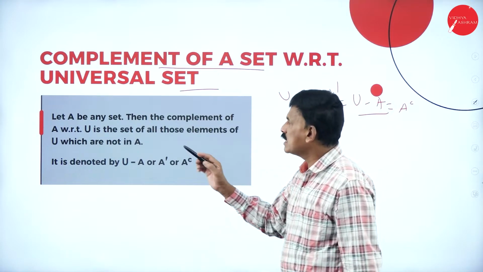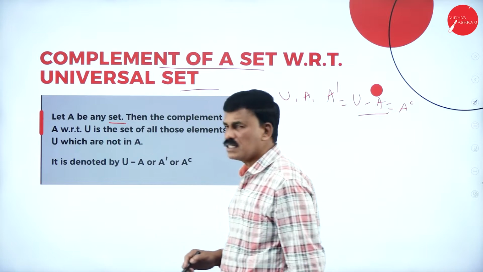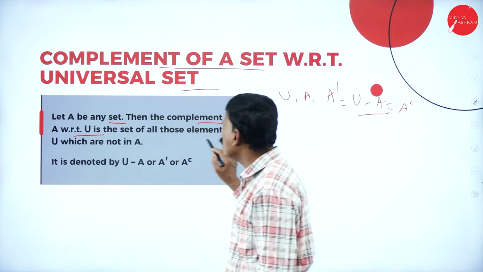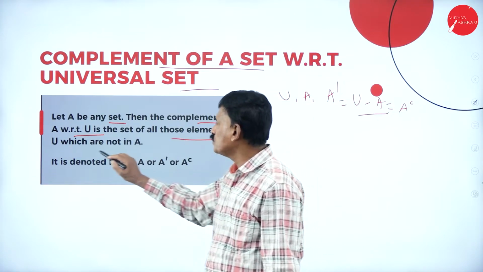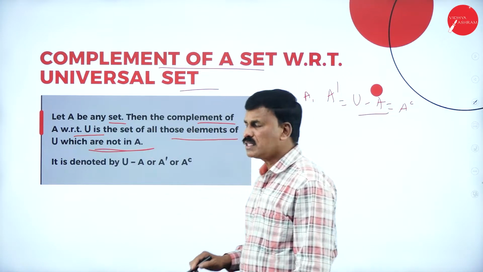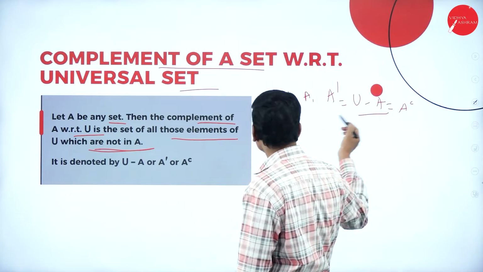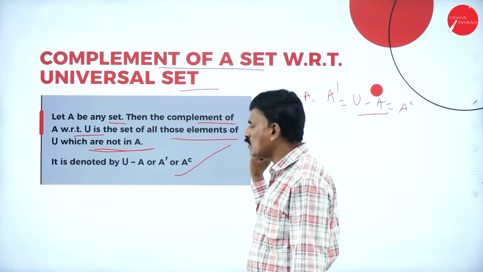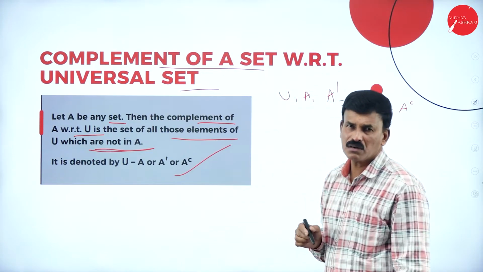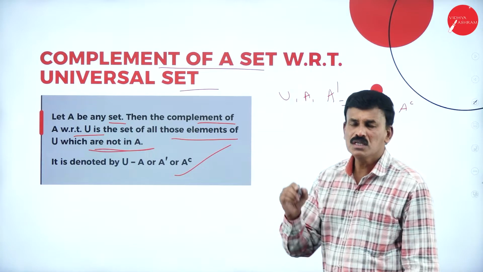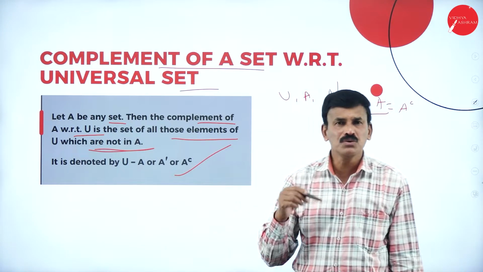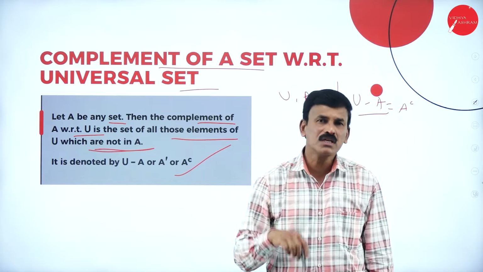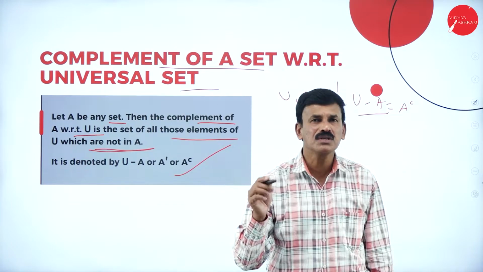Now, let A be any set. Then the complement of the set A with respect to U is the set of all those elements of U which are not in A. All the elements of U which are not in A, that is denoted as U minus A, or this is given as A dash or A complement. The set of all elements which are in U but not in A is called the complement of A, denoted as A dash. Similarly, for B it is U minus B, denoted as B dash.